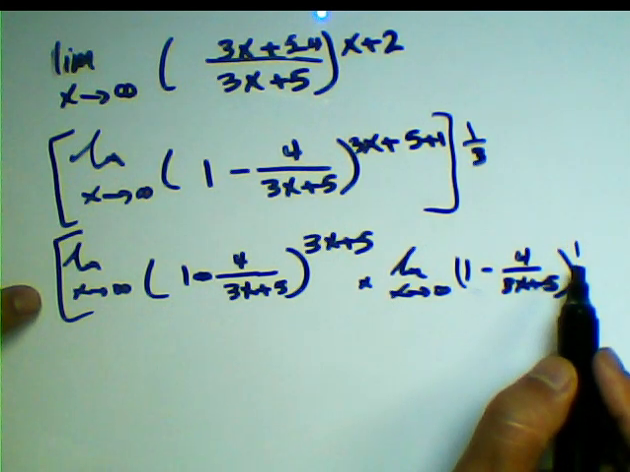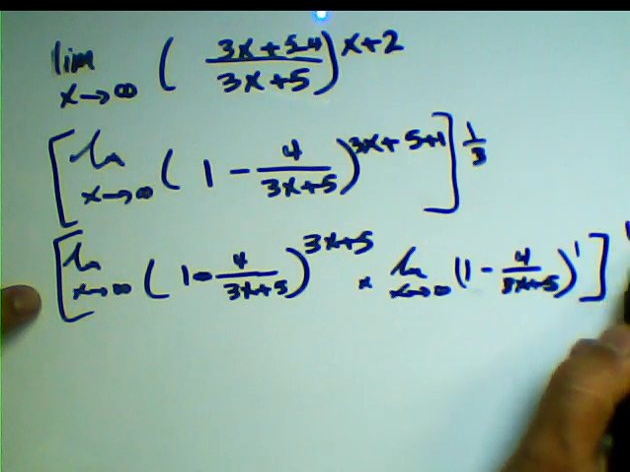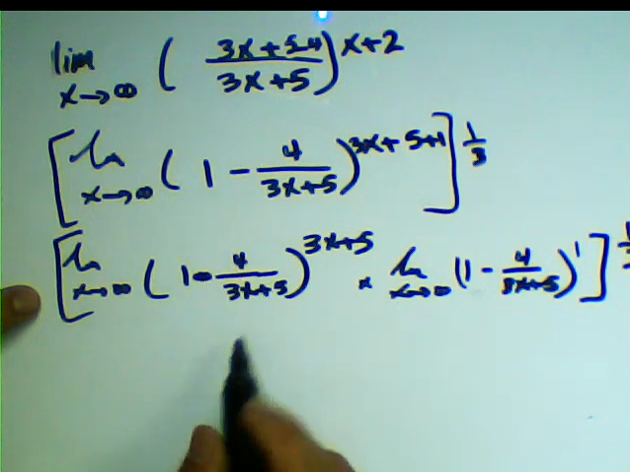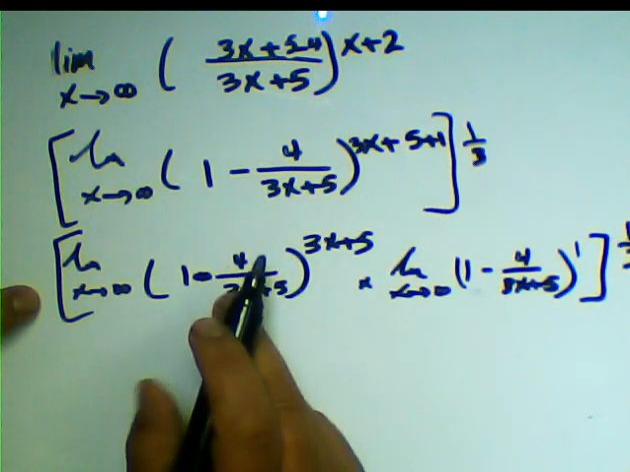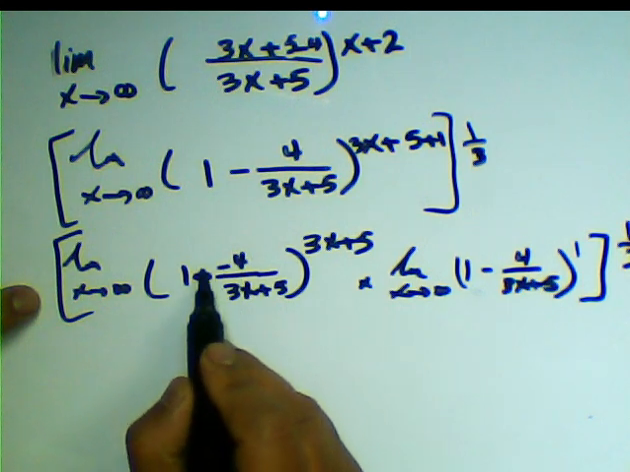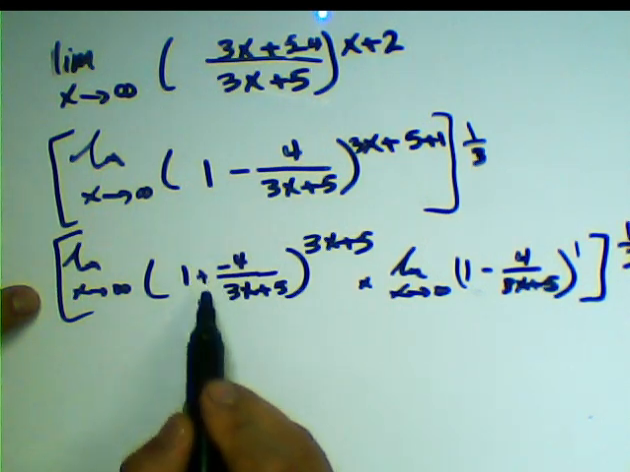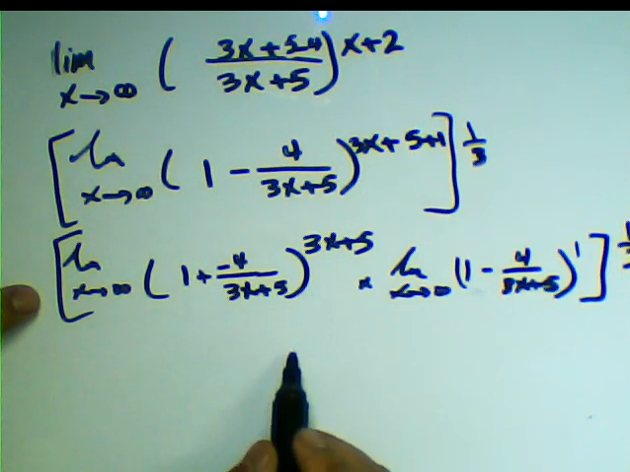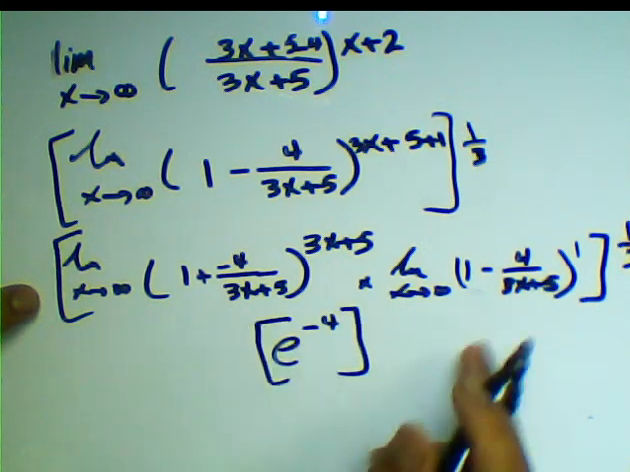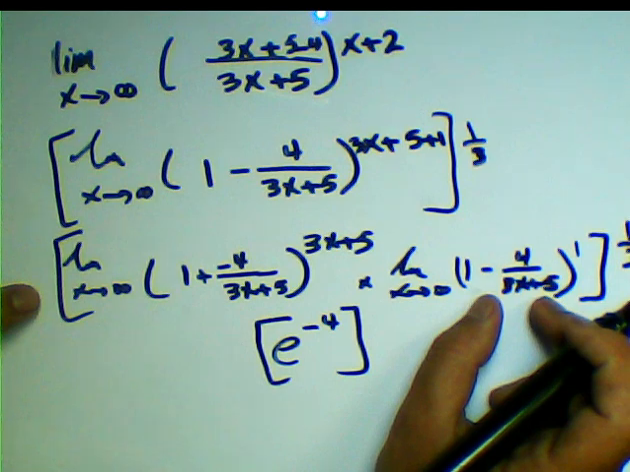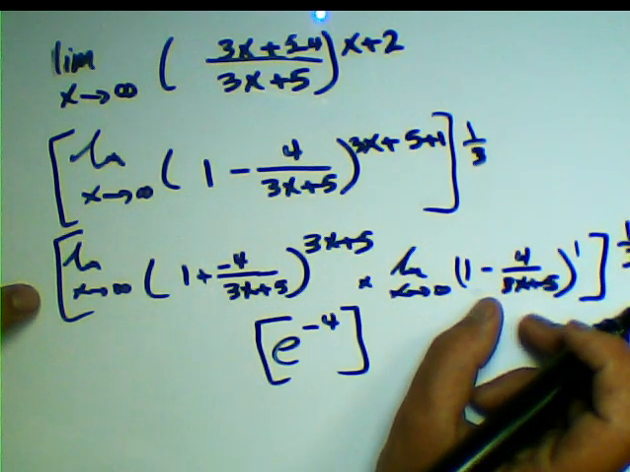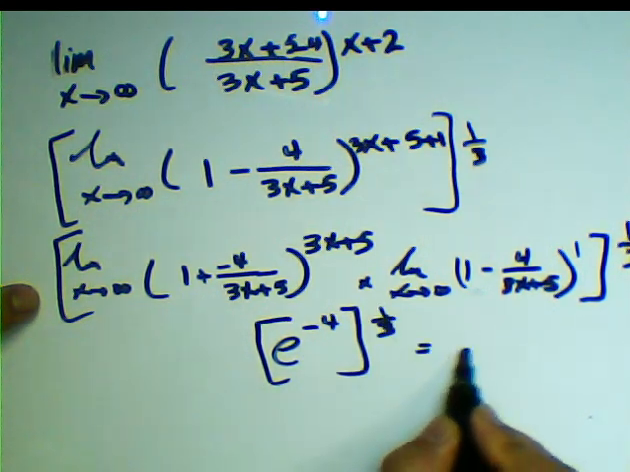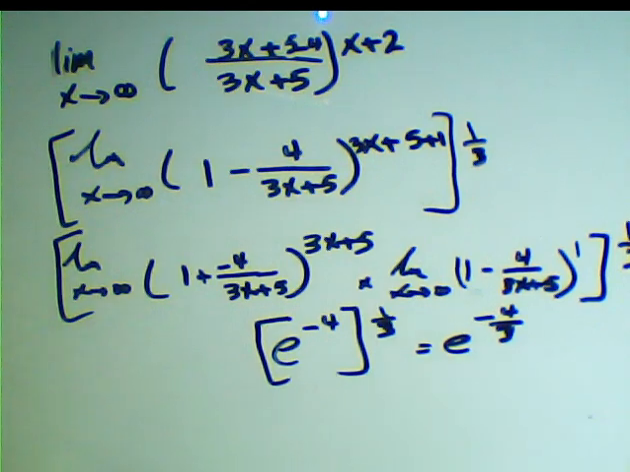Understood? All the base to the power one third. The result here will be e to the power negative 4, because the base equals the base, and this number will be negative 4. It means 1 plus negative 4, or 1 minus 4 over 3x plus 5. Don't forget the sign here, okay? The result will be negative 4. And the other result will be 1, because 4 over infinity equals 0, and 1 minus 0 equals 1. And 1 to the power 1 equals 1, times e to the power negative 4, to the power one third. The result will be e to the power negative 4 over 3.